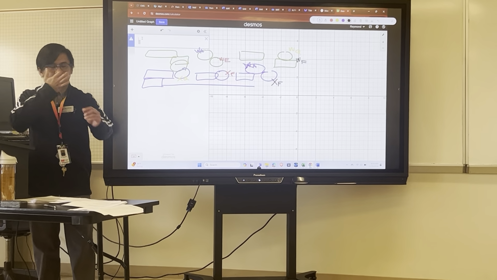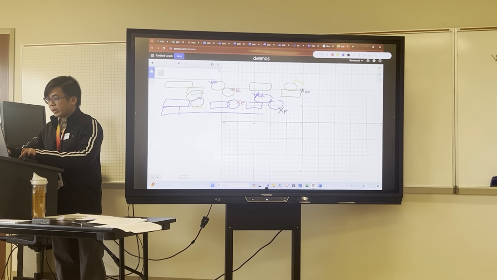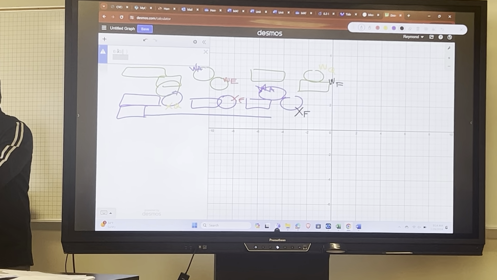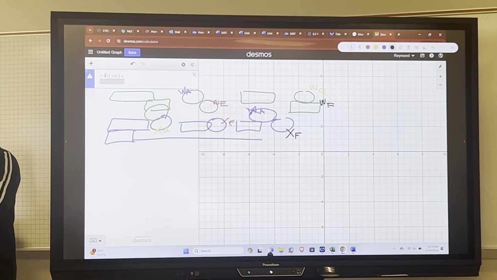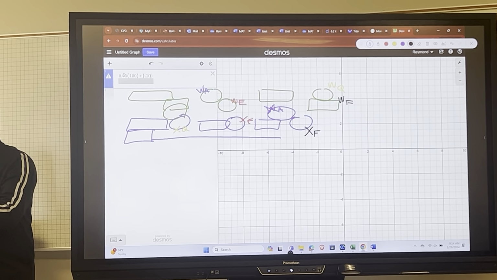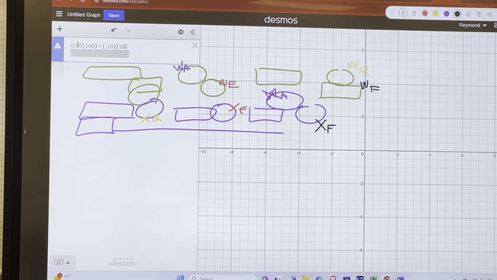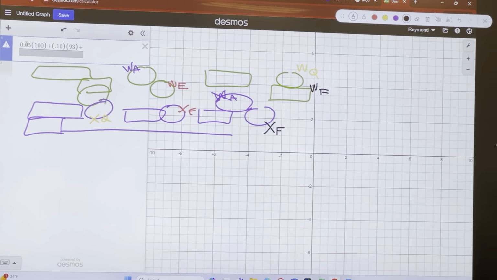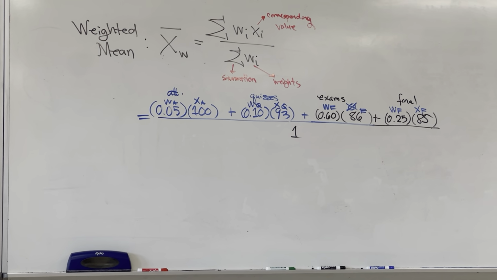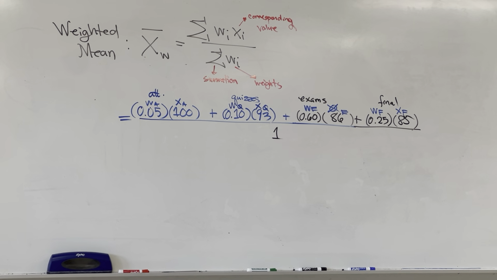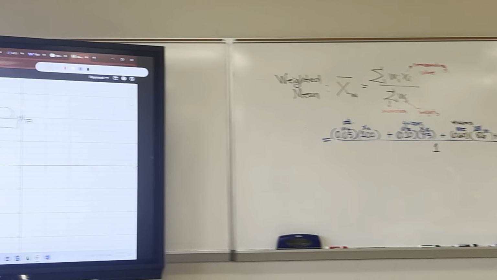What's that again? 0.05 times what's that? 100, perfect attendance. Plus, what's this? 10%, so 0.10, right? Of what? 93. Plus, for the exams, 60%, 0.60 of what is the score again? 86, right?